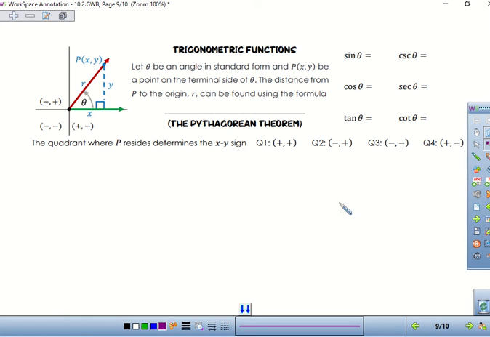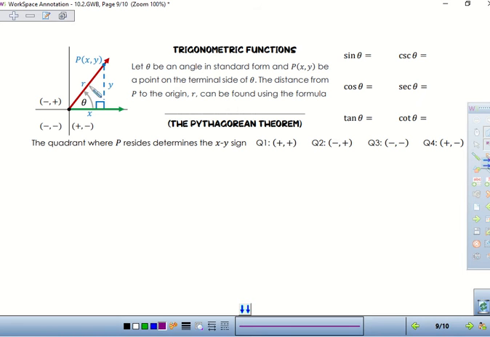So continuing on with our notes, we're going to talk about trigonometric functions. Basically, putting this all together, why are we talking about these circles? Why are we talking about the angle measures? Okay? So basically, let theta be an angle in standard form, and P of (x, y) be a point on the terminal side of theta. The distance from P to the origin, r, can be found using the formula.